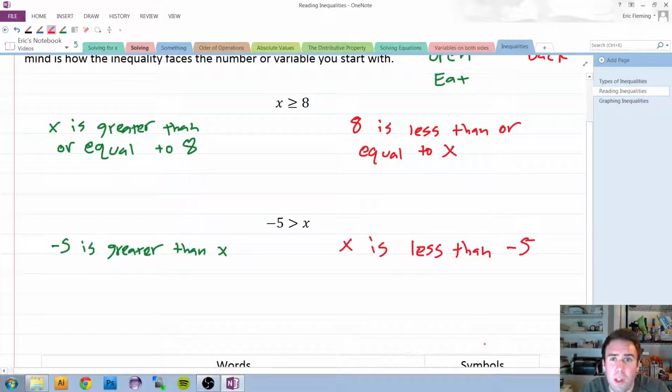And there we go. Every inequality is a greater than or a less than. It just depends on what you choose to read first. Is it opening up to what you read first, greater than, or is it showing its back to you, less than, for whatever you read first?